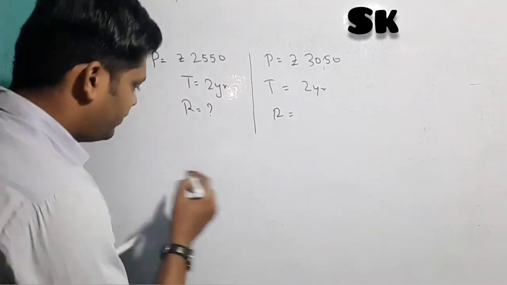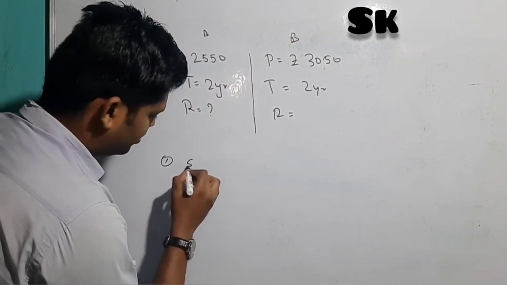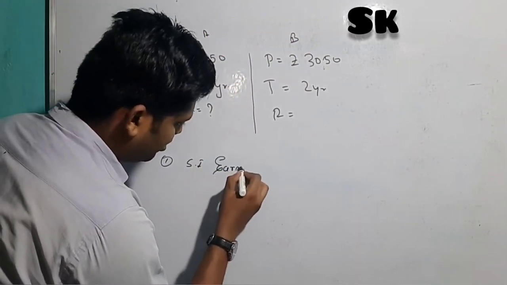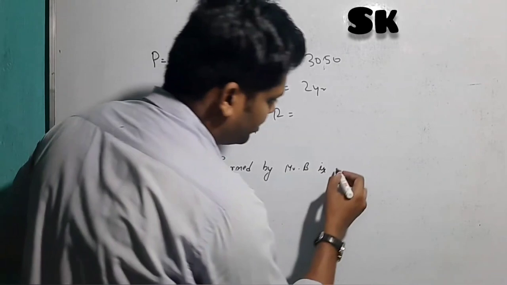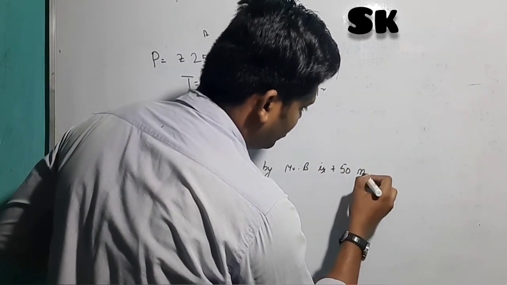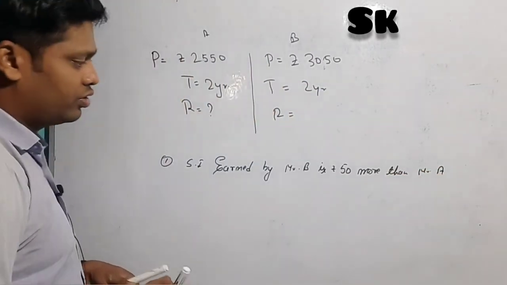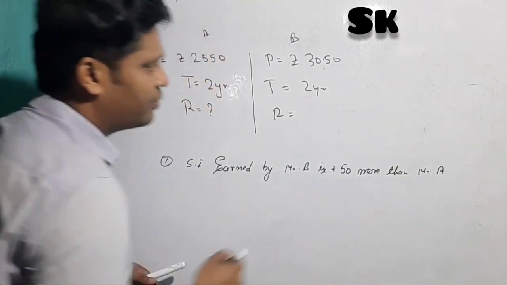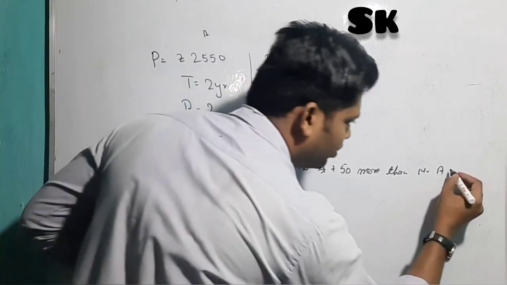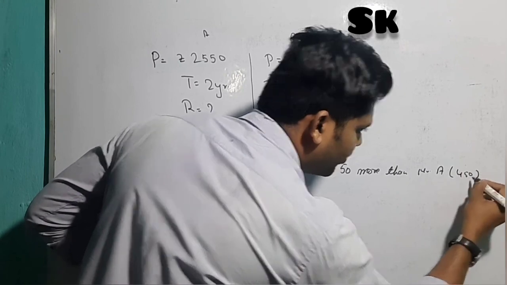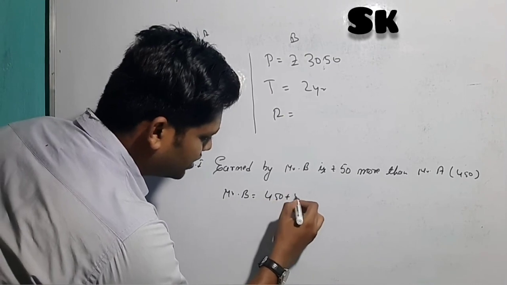Okay, wait. For example, this is Mr. B, this is Mr. A. Simple interest earned by Mr. B is 50 rupees more than Mr. A. Is Mr. B having more money or is Mr. A having more? Mr. B is getting 50 rupees more. For example, they told you Mr. A has got 450, so Mr. B's value is 450 plus 50. Like that you will write.